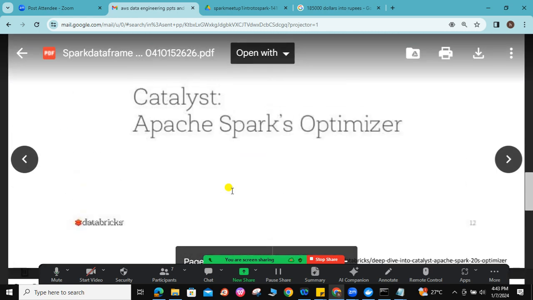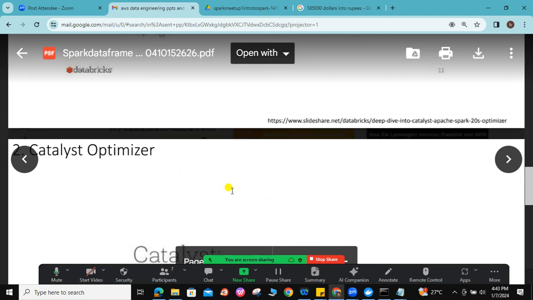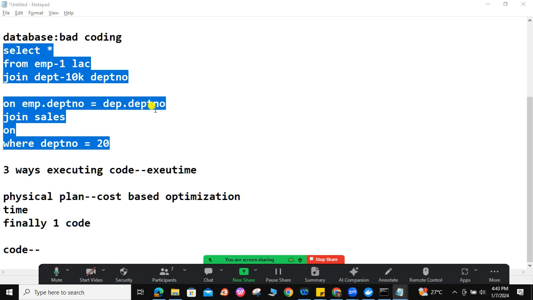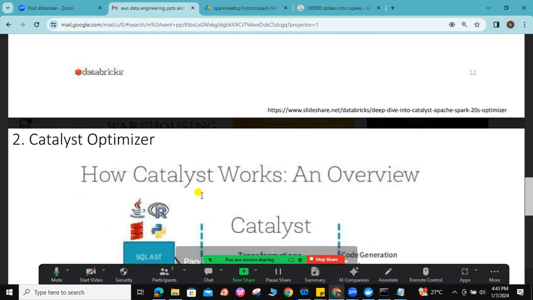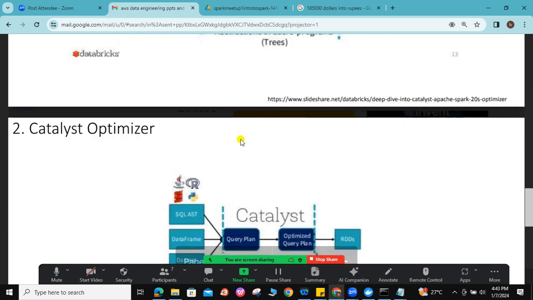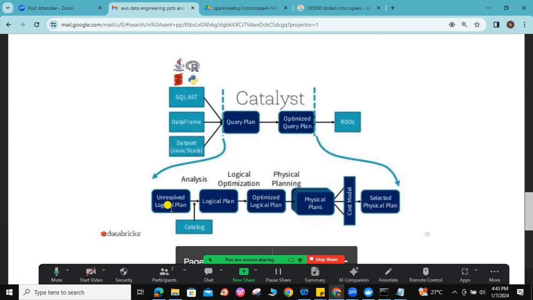See, in the interview they will ask only about this. So you have written bad code. How does Spark recognize this? The way I told you, if you try to explain this, they will be pretty much happy. Okay, there will be a Catalyst Optimizer. What happens behind the scenes is there will be an unresolved logical plan. That logical plan is passed for analysis. 3 or 4 ways of optimized logical plan will come.